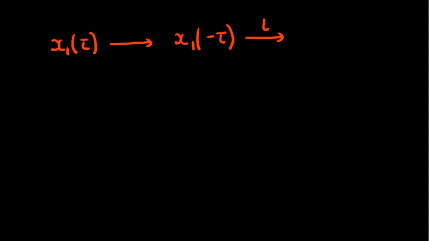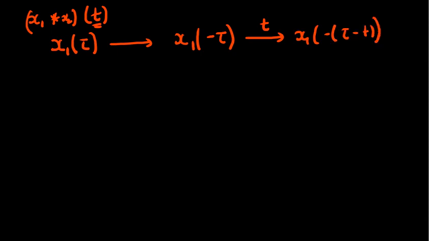So the steps which we take: first, we plot x1(tau) and then we invert it, or we take a mirror image of x1, and then we shift it through t. So if we want to evaluate x1 convolution x2 at t, the time at which we want to evaluate, we give a shift of that, right? So we write it like this. Agreed?